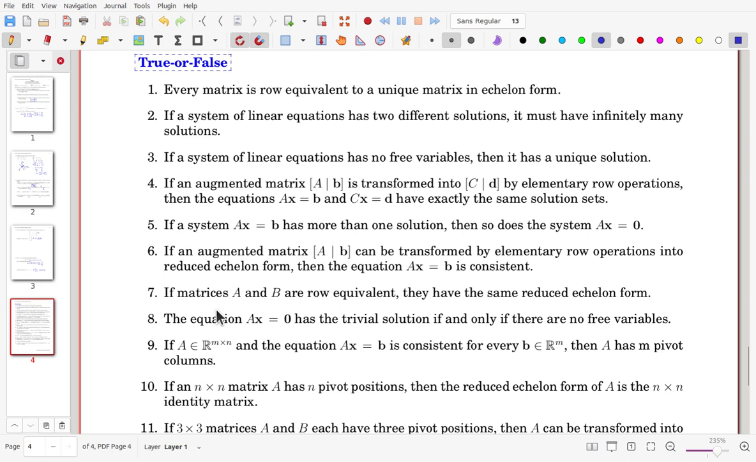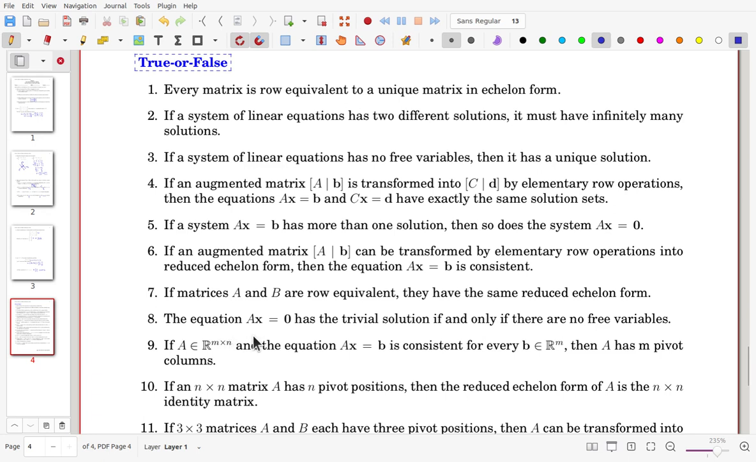The matrices A and B are row equivalent. They have the same reduced echelon form. It must be true. By using elementary row operations, you can transform A into B, so that once they are reduced to reduced echelon form, then they must be the same.